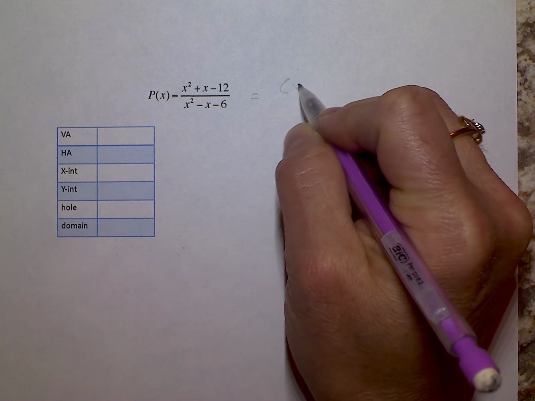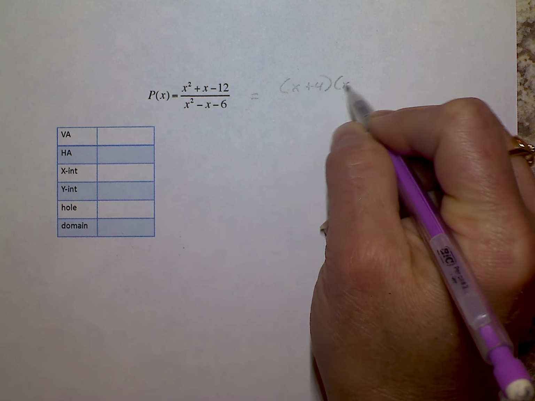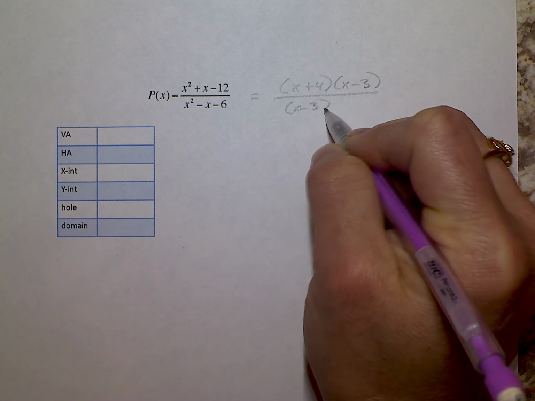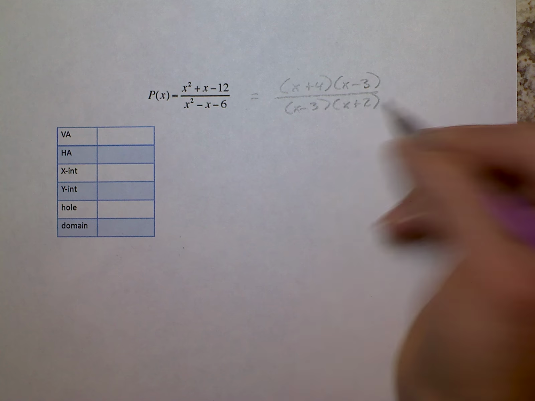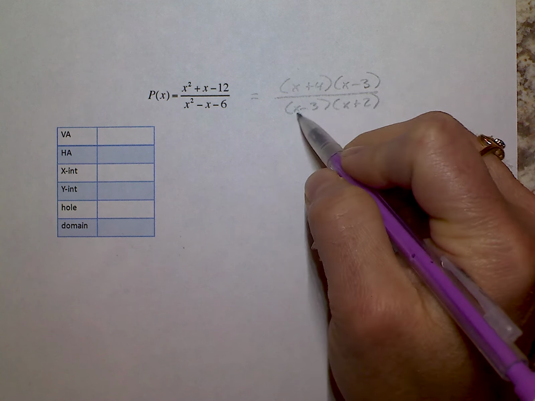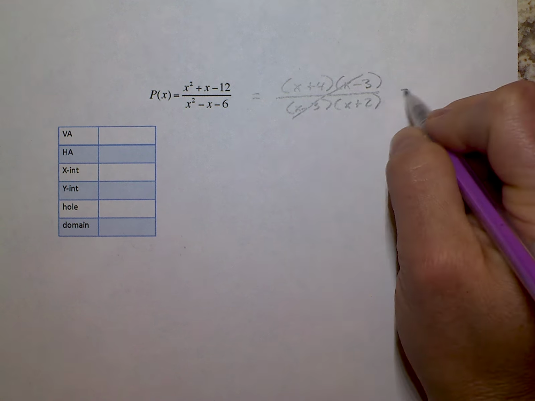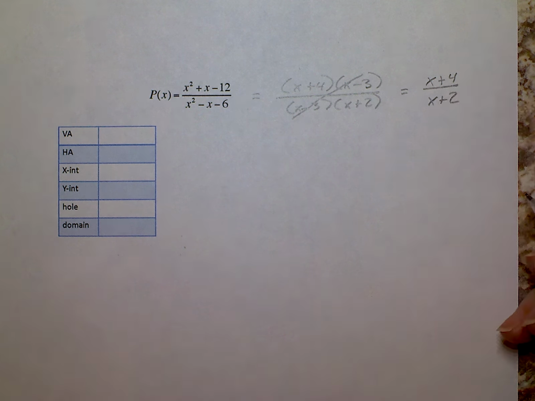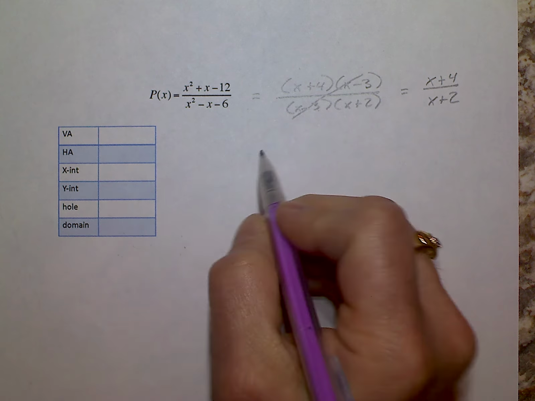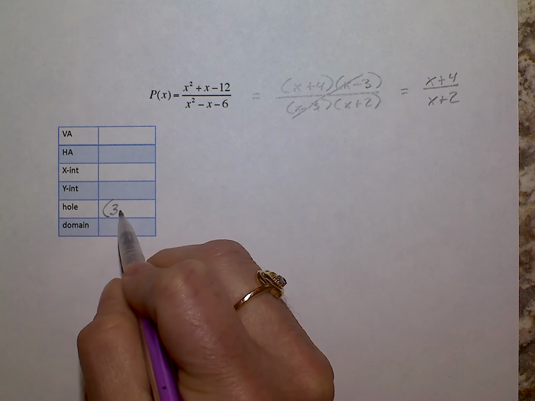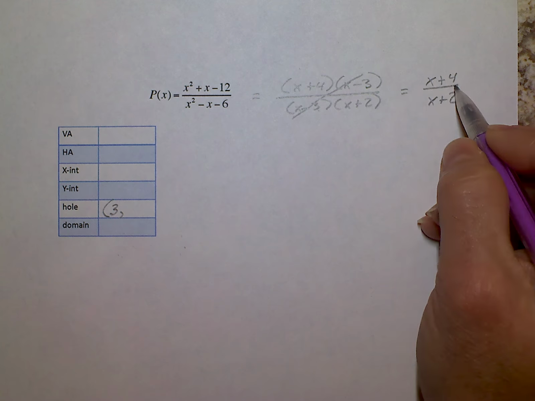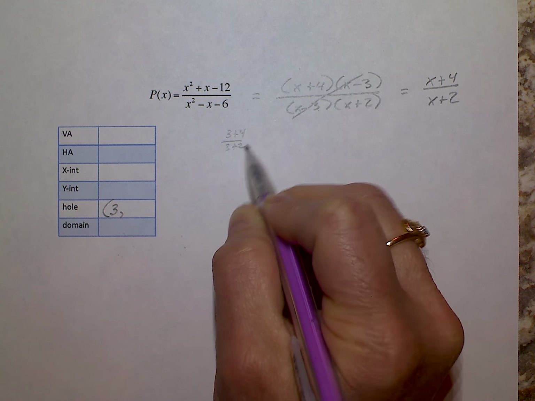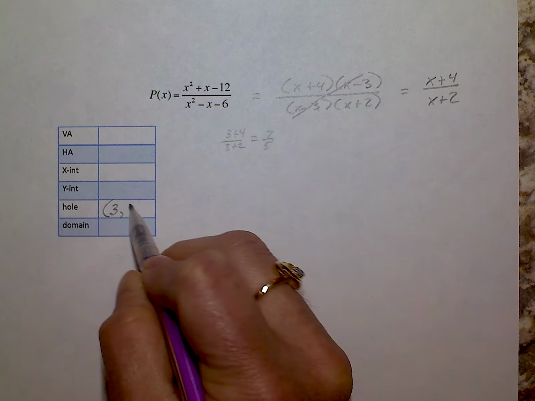Alright, I'm going to factor x plus 4, x minus 3. On the bottom, it's x minus 3, x plus 2. So, I have a hole, which reduces this down to x plus 4 over x plus 2. Since the hole is at 3, I gotta go put the 3 in here. So I have 3 plus 4 over 3 plus 2, which is 7/5. That's this.